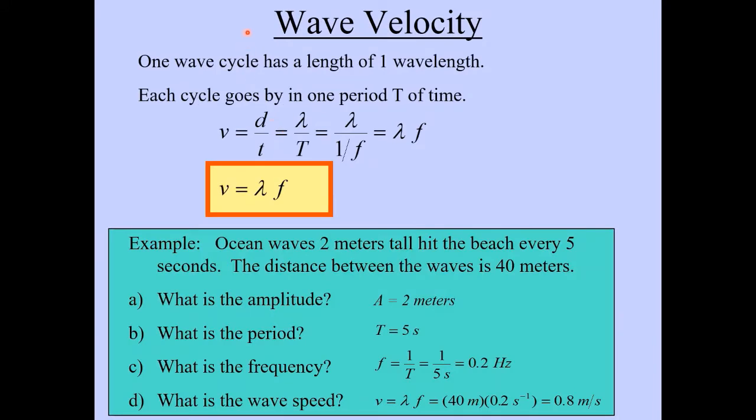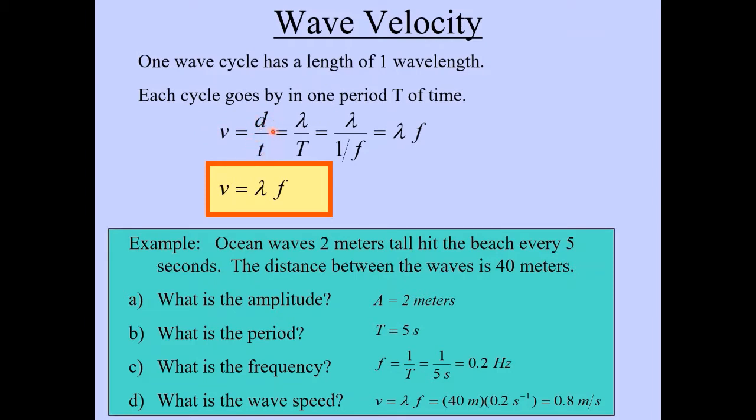So the first thing we're going to talk about here is the speed of the wave, the wave velocity. The way to figure this out is actually quite easy. Remember that one wave cycle has a length of one wavelength. That's the definition of the wavelength. And we know that each cycle goes by in one period of time, and period is designated as the uppercase T. So remember from kinematics, the study of motion, that velocity of an object is equal to the distance it travels divided by the time it takes.